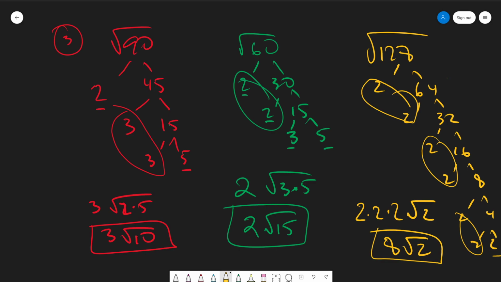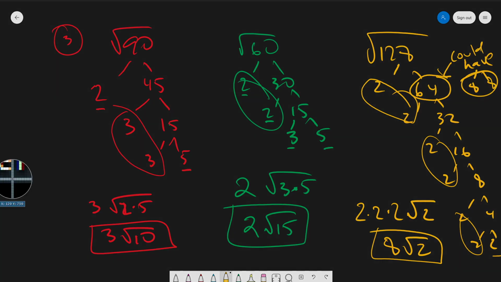So look, if you had seen the 64 here, you could have stopped here and been like 8 8. Hey, look, that's a pair, and I'm gonna take it out. Just so you know, that is an option. All right, that's number 3.